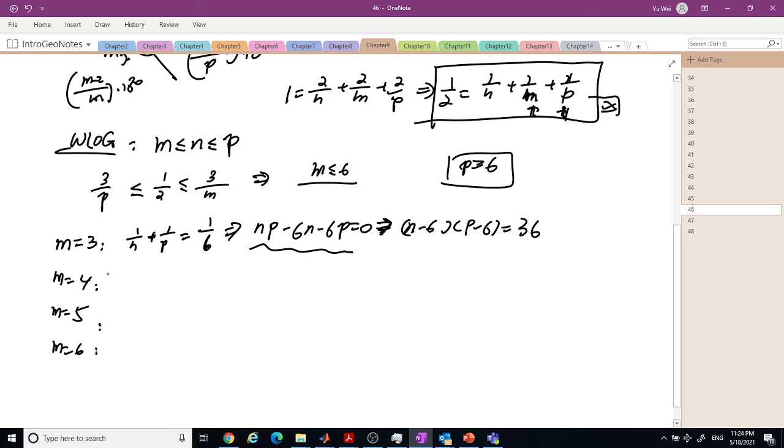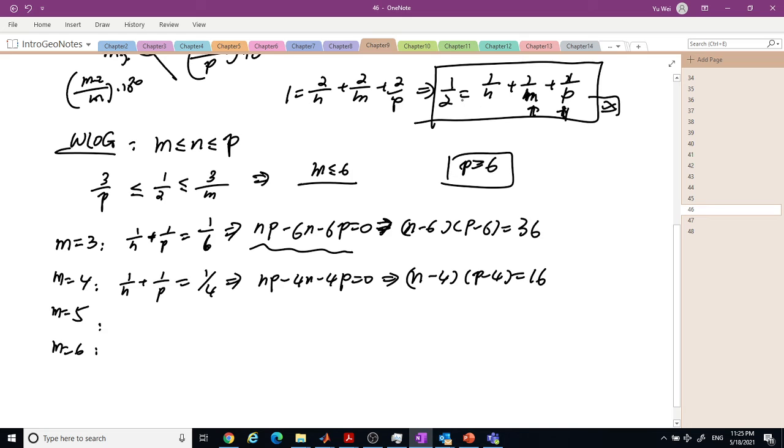Okay, now let's deal with m equals 4. Then we have 1 over m equals 1/4, so 1 over n plus 1 over p is equal to 1/4. So now we have np minus 4n minus 4p equal to 0. Then we have (n minus 4)(p minus 4) equals 16.